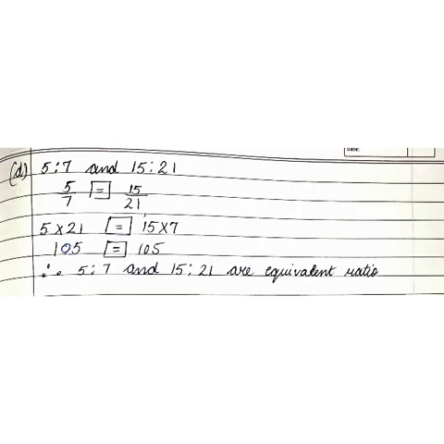D part, 5 is to 7 and 15 is to 21. First writing in the form of fractions, 5 upon 7 and 15 upon 21. Now doing cross multiplication, 5 into 21 and 15 into 7. 5 into 21 is 105 and 15 into 7 is also 105. Since both the sides are equal, therefore we can say that 5 is to 7 and 15 is to 21 are equivalent ratios.